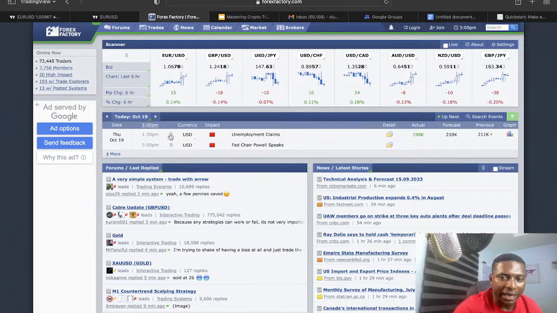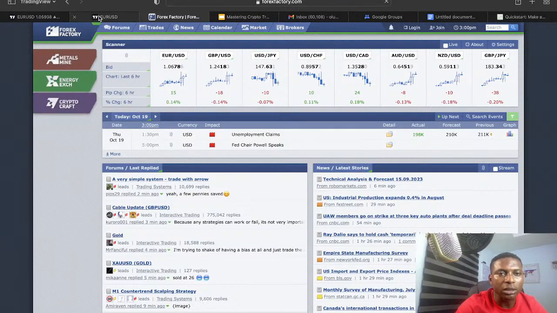At 1:30, the unemployment claim news came out, and the actual was lesser than the forecast. Less is positive, because if unemployment is high, that's a negative effect on the economy. But when unemployment is low, it shows that more jobs have been created. I don't know if you get the point. So that being said, the news that came out at 5 p.m. moved the market.